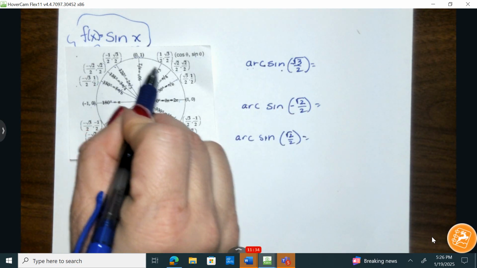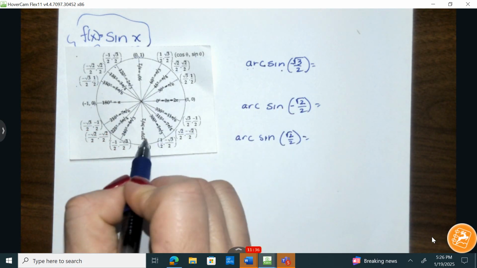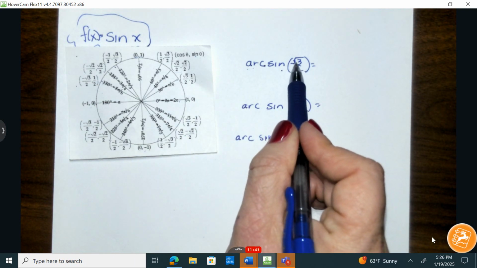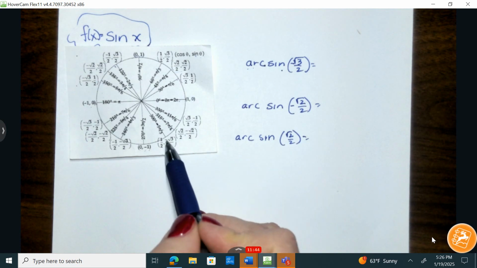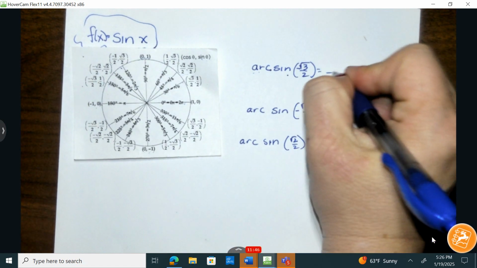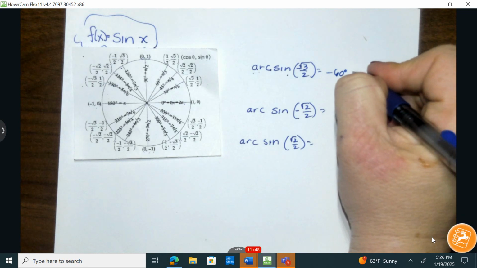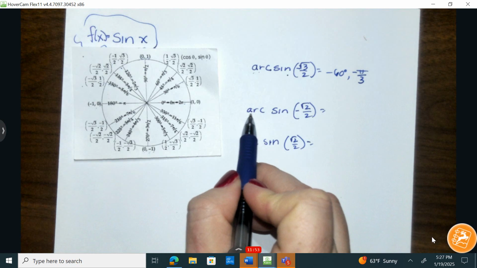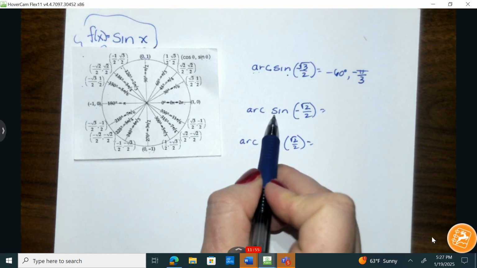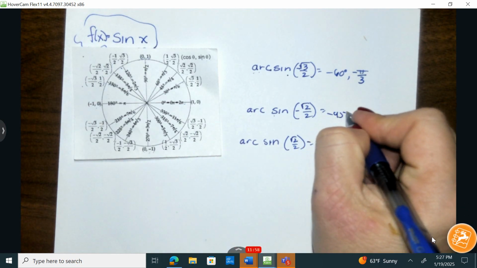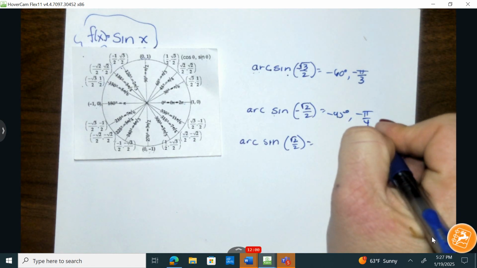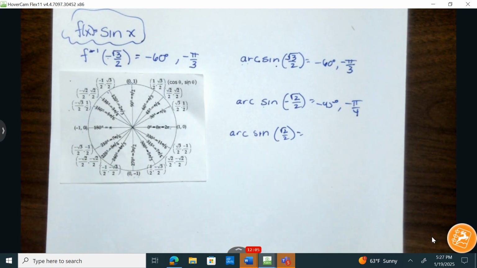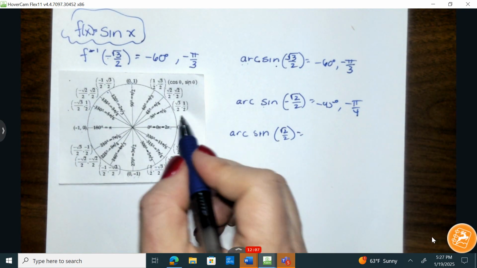So I'm only going to focus on the first quadrant and the fourth quadrant, and I'm locating where I find negative radical 3 over 2, and that's going to be right down here. Again, I'm dropping down 60 degrees, so negative 60 degrees, also known as negative pi over 3. Same concept. Inverse sine is the same as arc sine, so I'm dropping down 45 degrees, or negative pi over 4.